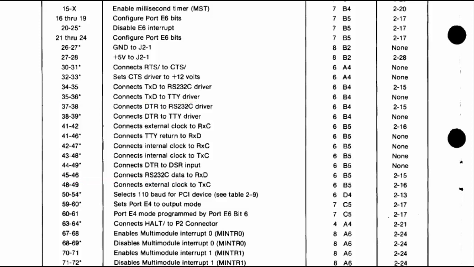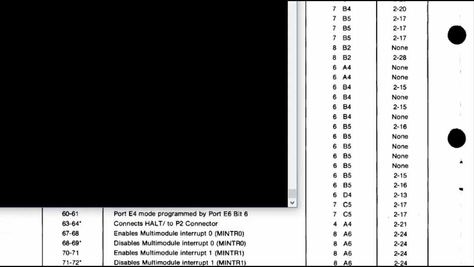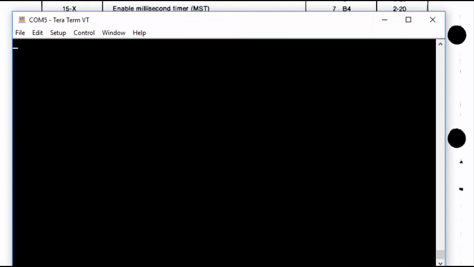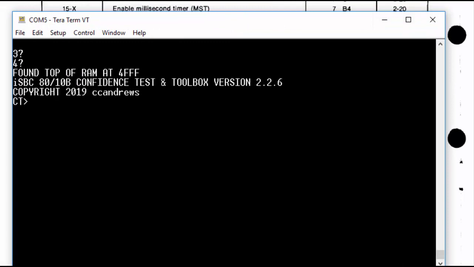Okay, so now I bring up my terminal and we do a reset, and let's see, voila. Okay, so what this confidence test has done, and so we can see that it has the 3 and the 4 in the beginning with the question marks. That's where it's going out and is looking for the RAM.